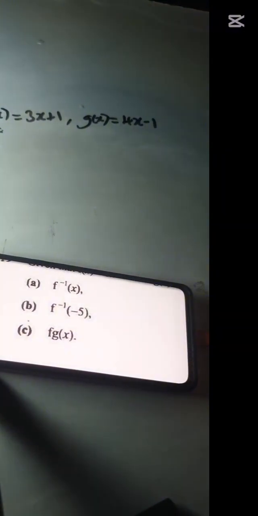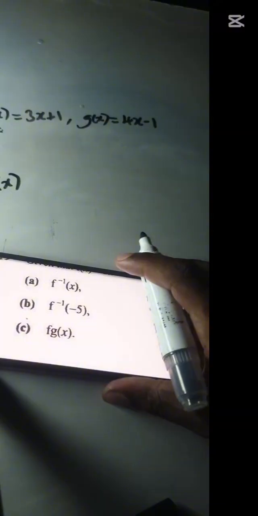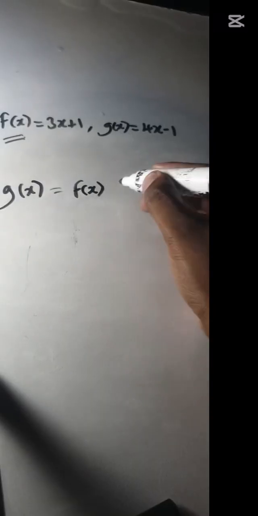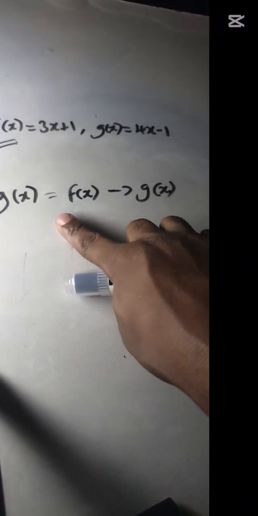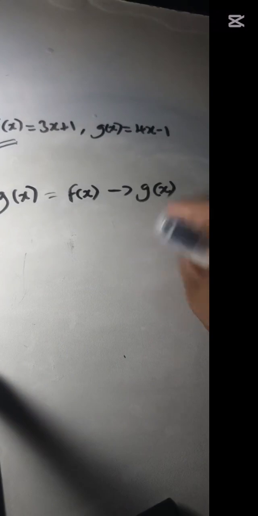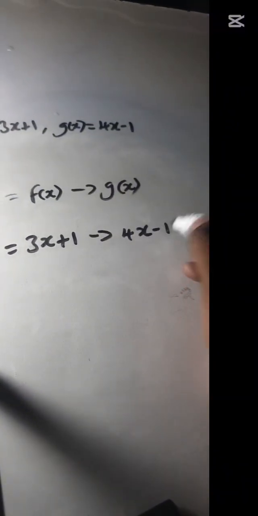C is fg of x, which is a composite function, fg of x. It's a 2-in-1 function. We have f of x and g of x. That's how you write it. So fg of x on the right side is being expanded like that. Okay, so we say fg of x is equal to, what is f of x? We have 3x plus 1. What about g of x? It is 4x minus 1.